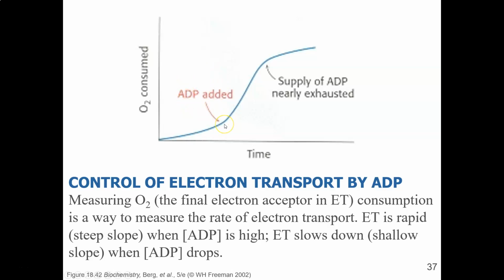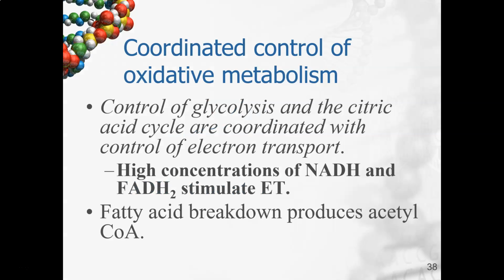So electron transport and oxidative phosphorylation will ramp up, and eventually all your ADP can be converted to ATP. So you'll exhaust the supply of ADP, and then you'll just continue at the resting rate. So this shows very dramatically how the ADP concentration can affect electron transport. So what that means is that we have to coordinate glycolysis and the citric acid cycle with the control of electron transport, because glycolysis and the citric acid cycle are supplying the electron transport chain with NADH and FADH2.